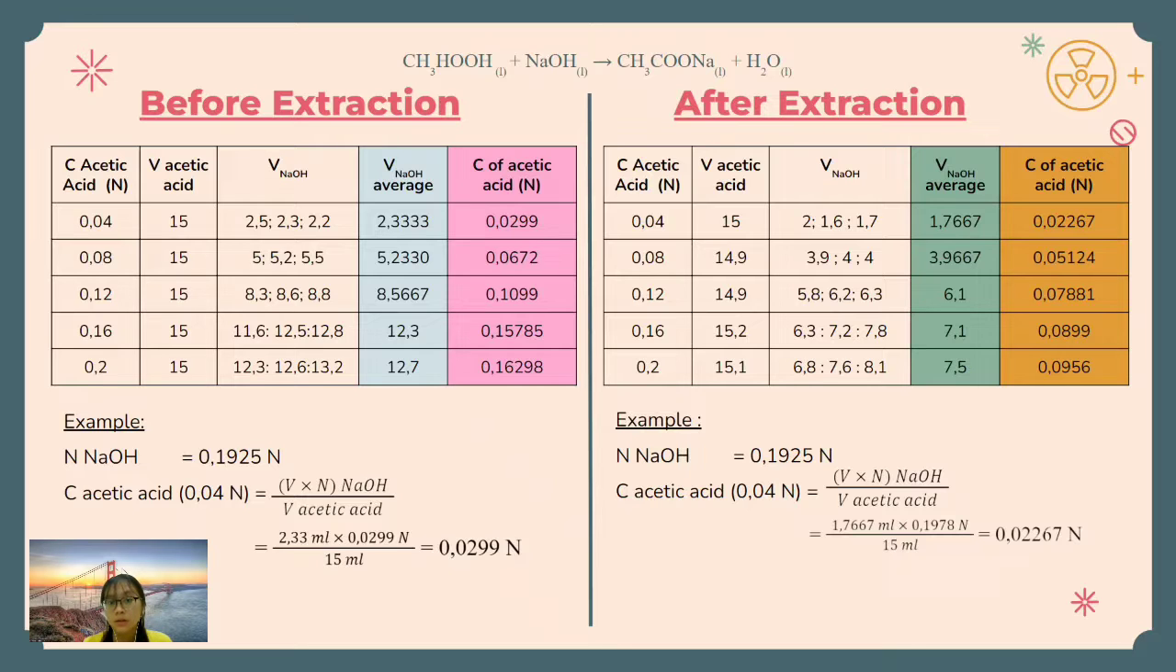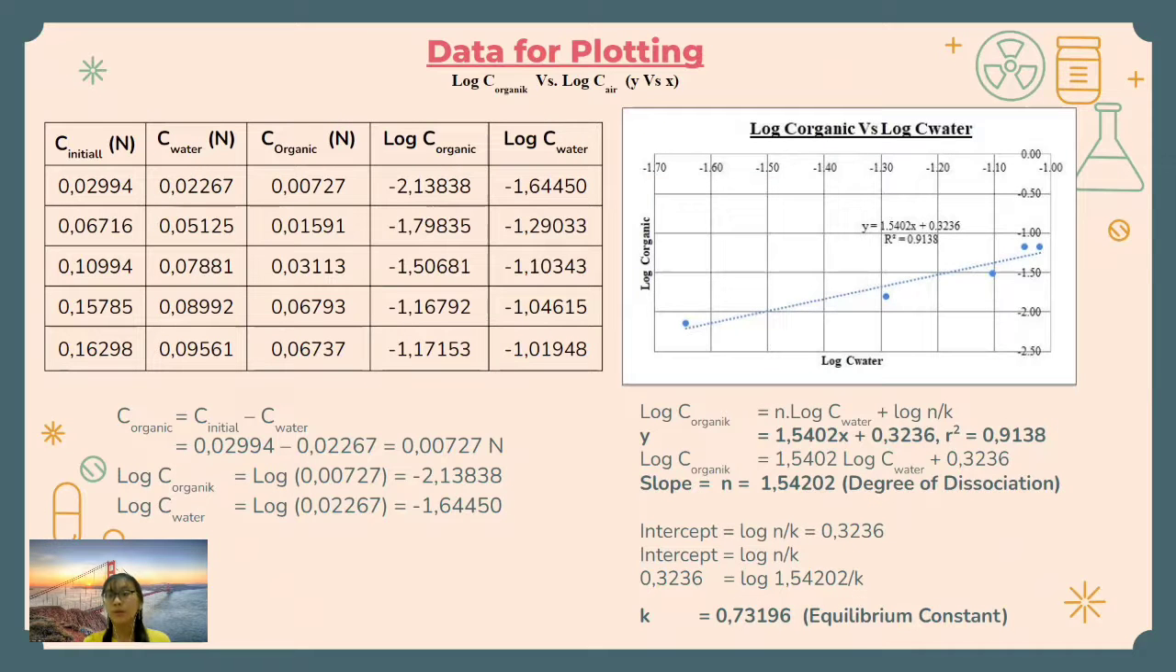From the calculation results, the concentration of water or acetic acid after extraction can be obtained, as listed in the table on the right in the orange column. With the data obtained in the previous slide, the value of the equilibrium constant K and the degree of dissociation N can be determined.